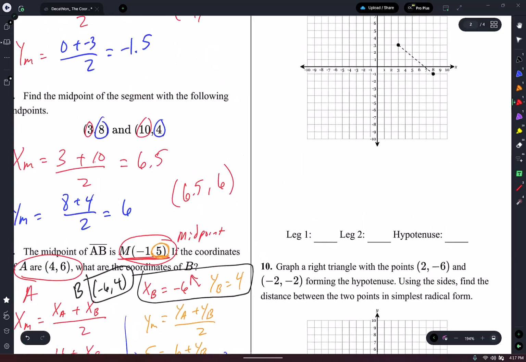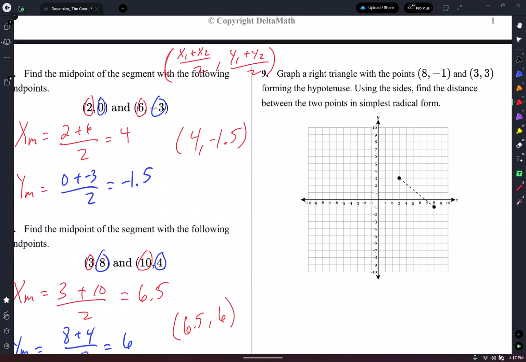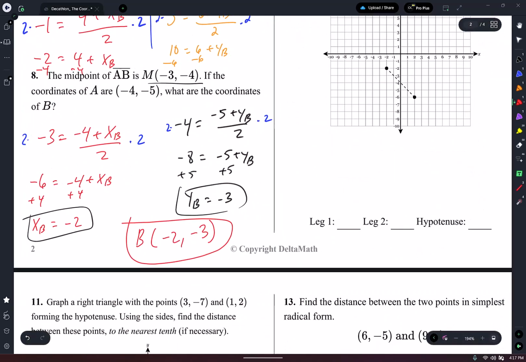Let's go to the upper right hand corner and see what they want. Oh, let's.